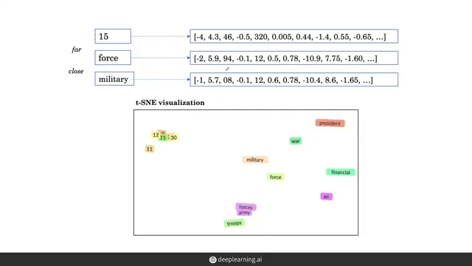We can attempt to visualize these word dimensions by reducing the dimensions of the vectors to 2 dimensions using methods such as t-SNE, so we can see them graphically. See that the distance between 15 and force is large, while the distance between force and military is small. The distance between 15 and words similar to 15, like 30, is very small.